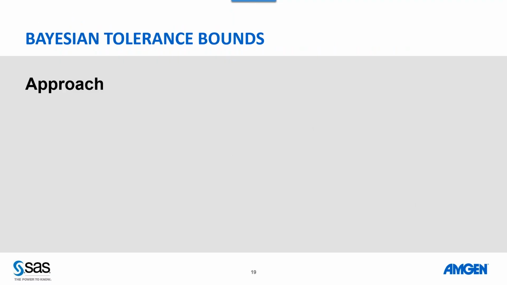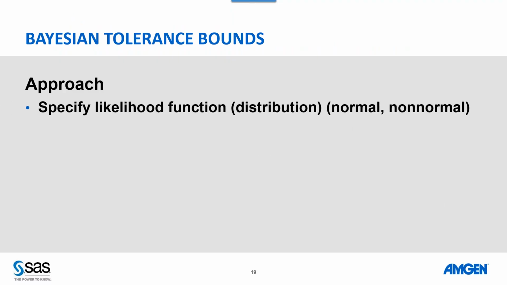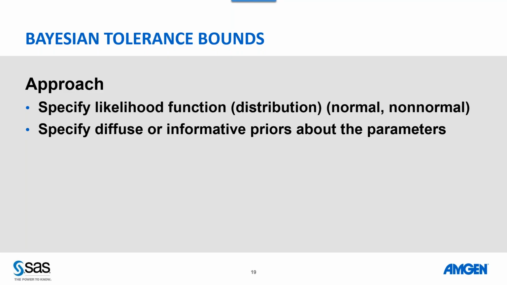So the approach, again, is that we're going to specify a likelihood function, a distribution for the data, and we're not bound by the normal. We can use pretty much any distribution that is appropriate to the data at hand, to the data generating mechanism. Once we have that, we specify priors, either diffuse or informative, for the parameters of that likelihood. And it can get a little more complex. You can have hierarchical models. And by the way, a hierarchical model in the Bayesian framework is a variance component model.